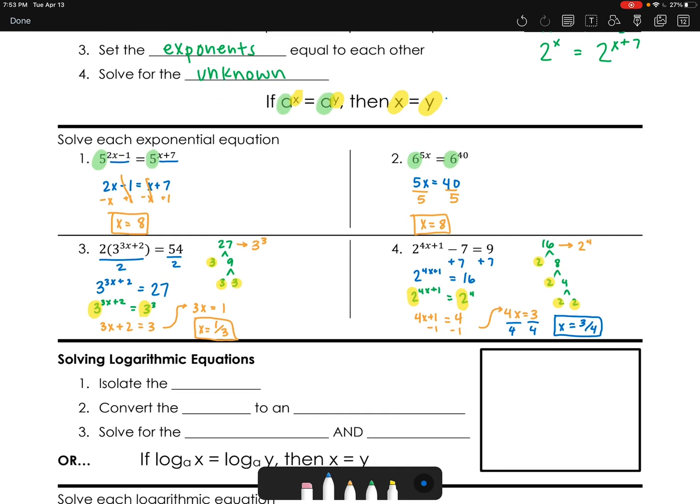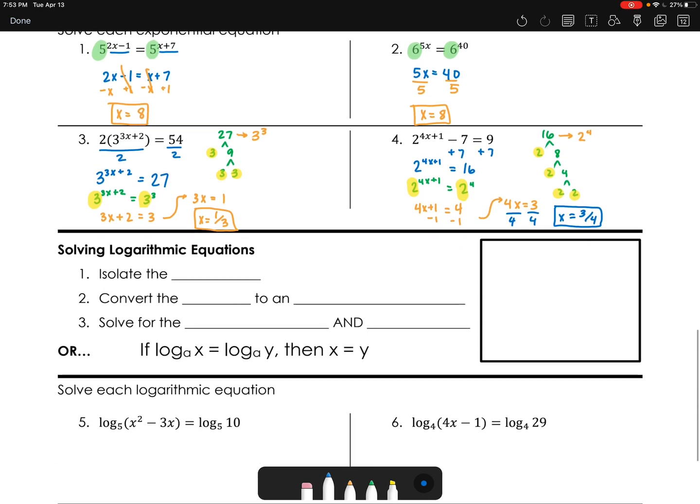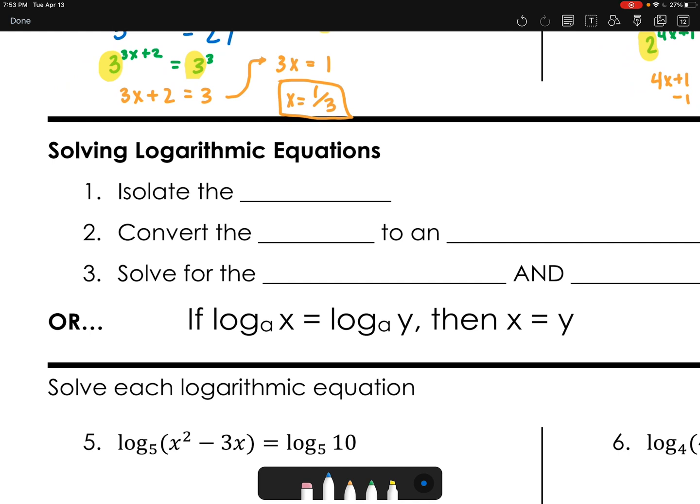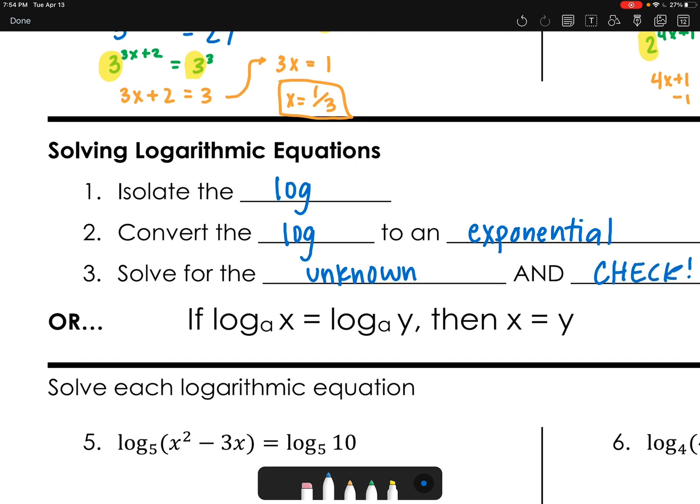Okay? Solving logarithmic equations is very similar, obviously, because they're inverse operations. They act very similarly. So the first thing that we want to do is isolate the log and convert the log to an exponential. And then from there, we are just solving just like we would in the problems that we just practiced. So you're going to solve for the unknown, and you want to check your work.